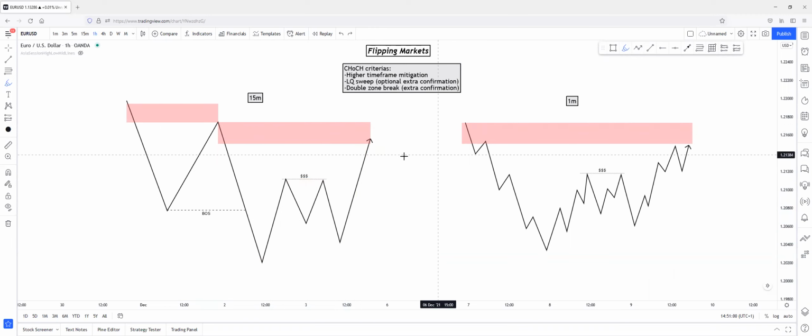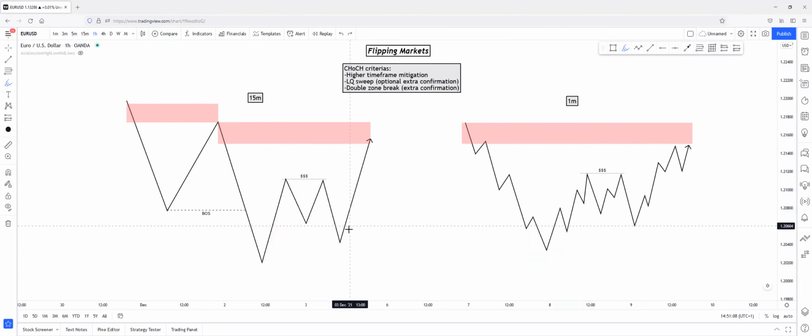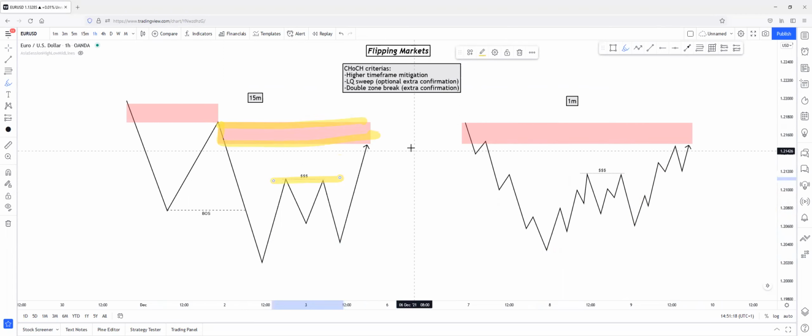So as you can see, this leg will look like this on the 1 minute chart. This pullback will look like this on the 1 minute chart. And this upside leg will look like this on the 1 minute chart. So price tapped into or almost tapped into this supply zone. It's on the way up to mitigate this supply zone. It's swept the liquidity also.